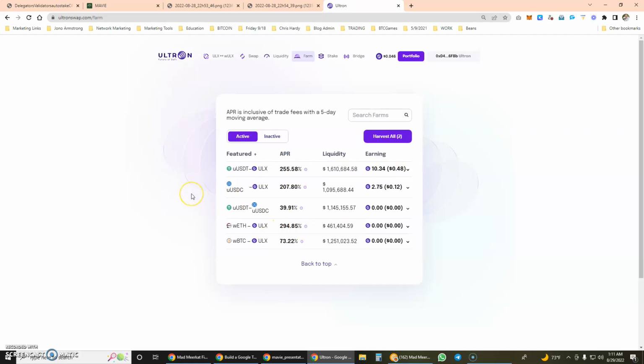Okay? Now, you might be a little bit worried about the volatility of crypto, and if that's you, you can get in these 2 stable coins here. You can make a USDT USDC pair.